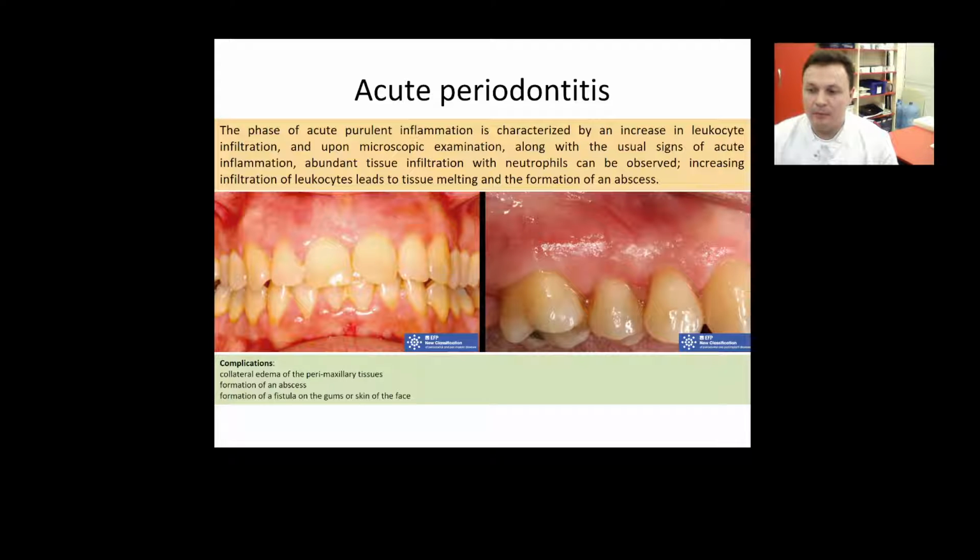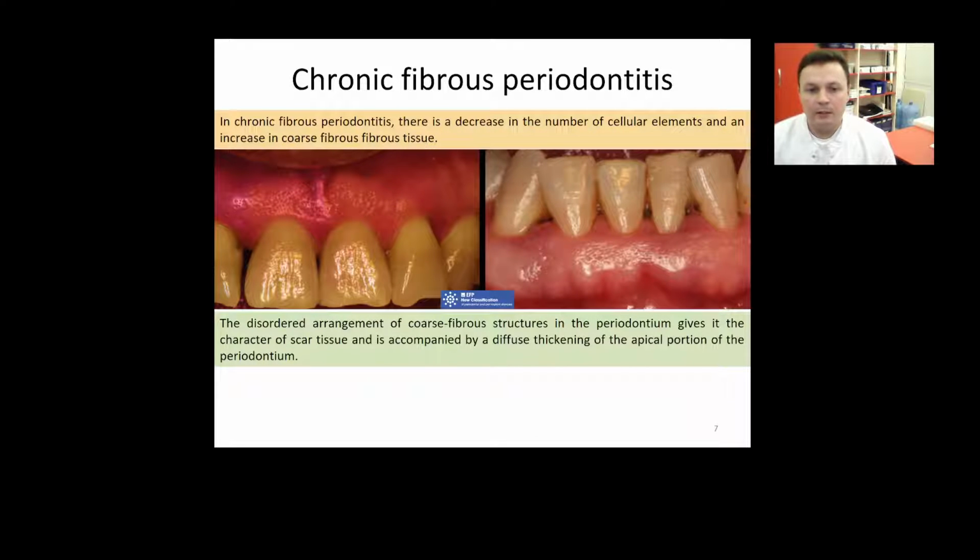In the event of breakthrough of pus and the formation of a fistula on the gums or skin of the face, tissue tension decreases and the pain becomes less intense. From the root of the small and large molars of the jaw, suppuration can go to the maxillary sinus and cause inflammation.